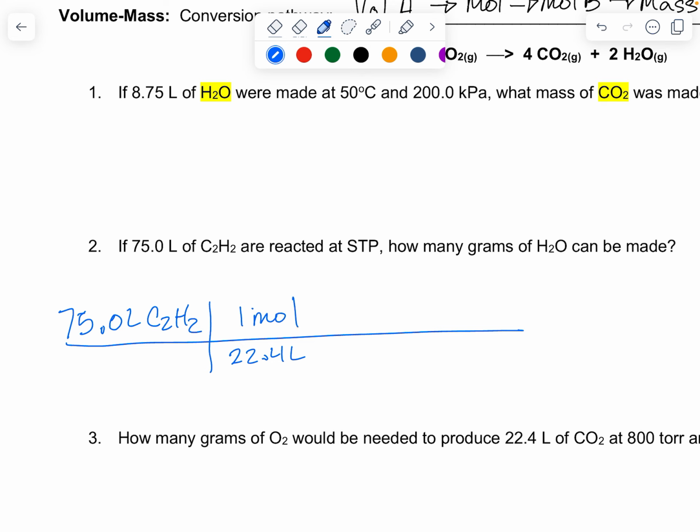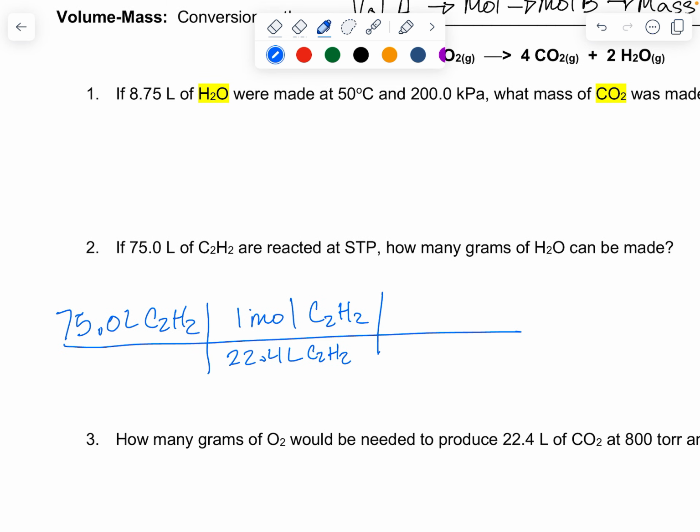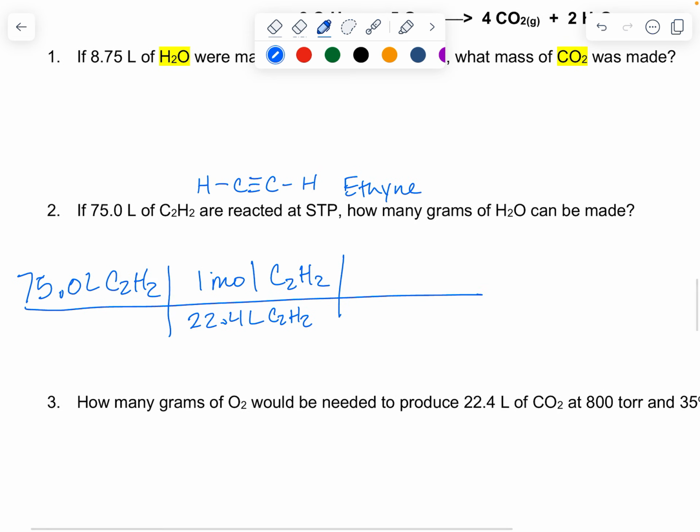In this case, we're talking about liters of C2H2, and then moles of C2H2. By the way, this is called ethyne. C2H6 is ethane. C2H4 is ethene. This is going to be C2H2. It's going to look like this: you've got a triple bond, and then a hydrogen and a hydrogen. So C2H2 is ethyne, Y-N-E.